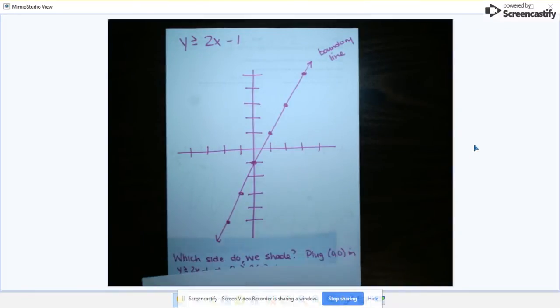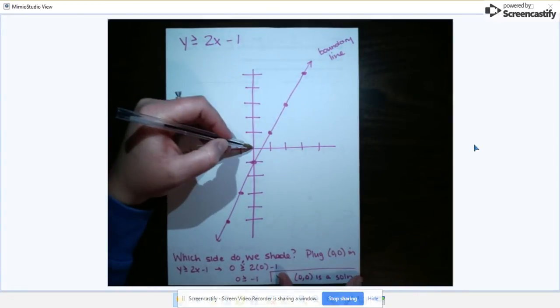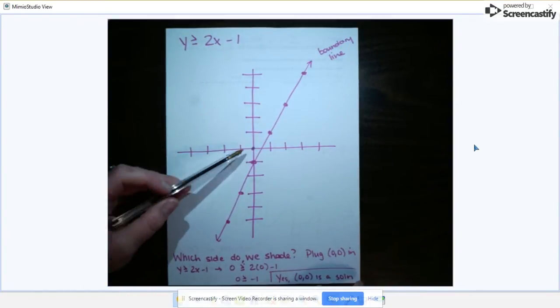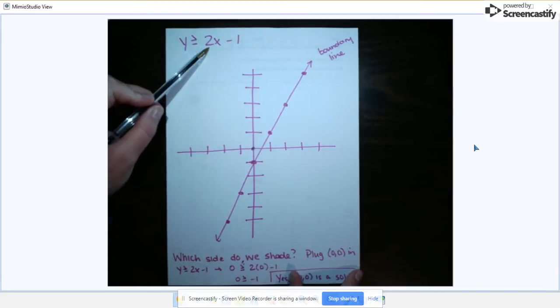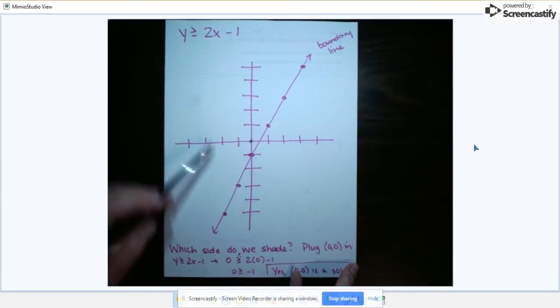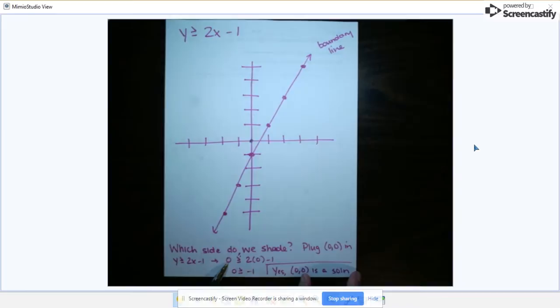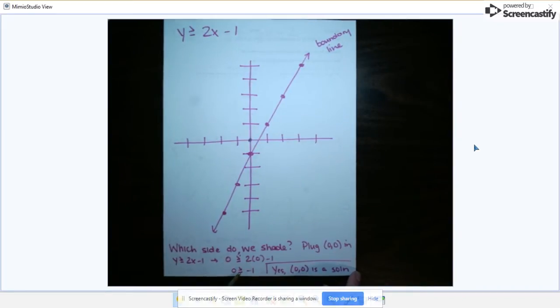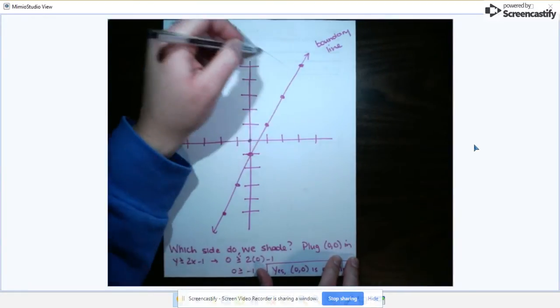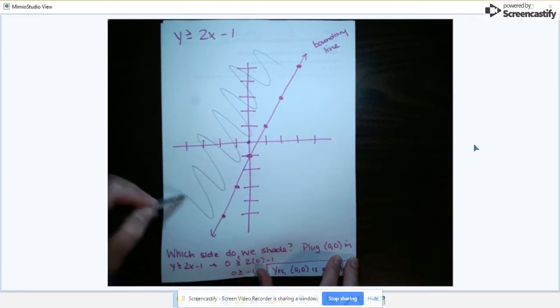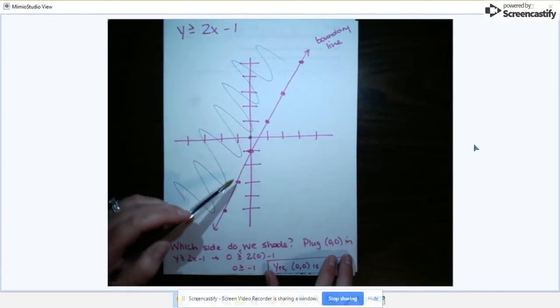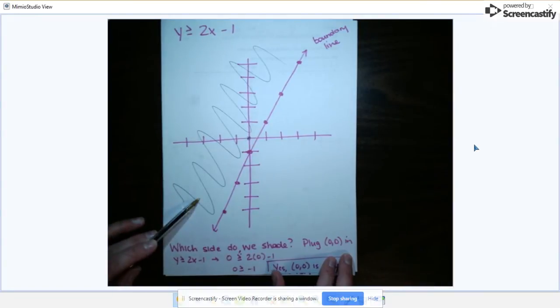Well, there's a couple different ways we can do this. The easiest point on our entire coordinate plane is the point (0, 0). So I can plug (0, 0) into my inequality and see if it's a solution. I did that down here, and we get, is 0 greater than or equal to negative 1? That's true, so yes, (0, 0) is a solution. So I want to shade the side of the origin. The origin worked, so I shade this half plane.